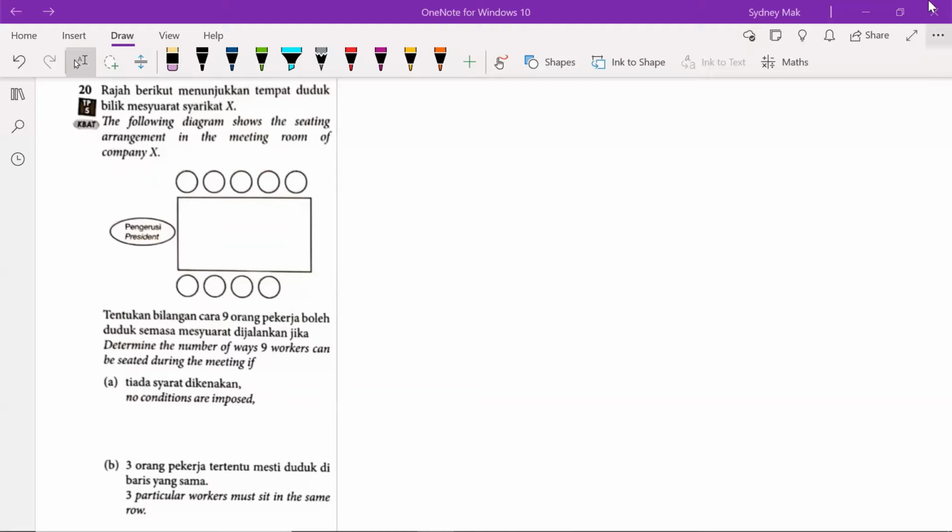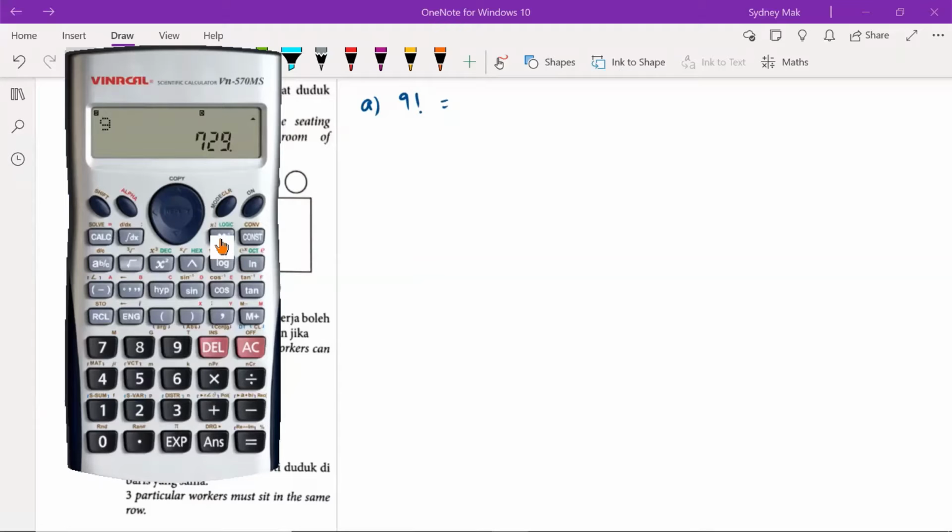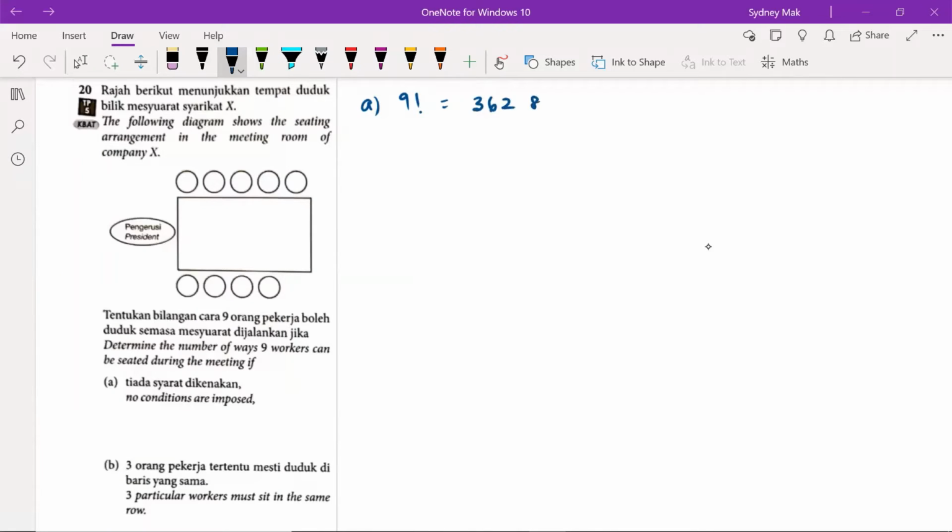Okay, 9 workers. So over here we have 1, 2, 3, 4, 5, 6, 7, 8, 9. Therefore, for part A, since there is no condition imposed, we have 9 empty seats, and then arrange 9 workers, so 9 factorial. So let's find out what is 9 factorial. 9 factorial is 362,880. So this is the number of ways that 9 workers can sit.